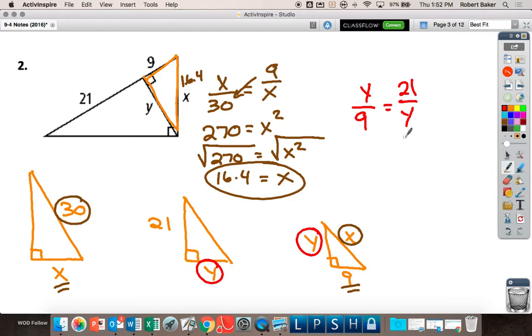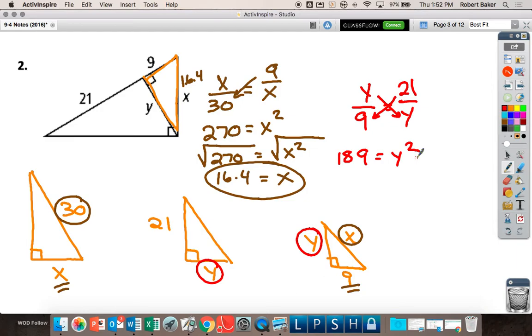Wait a second, we're not supposed to have two Y's diagonally matching like that. Class response, yes you are. Okay, so now we know how to solve this. We cross multiply. 9 times 21 is 189, and Y times Y is Y squared. I thought it was 31, not 21. Okay.